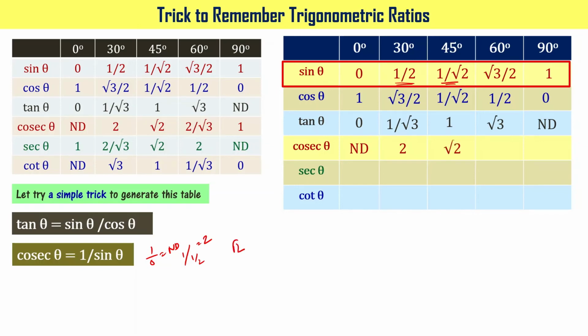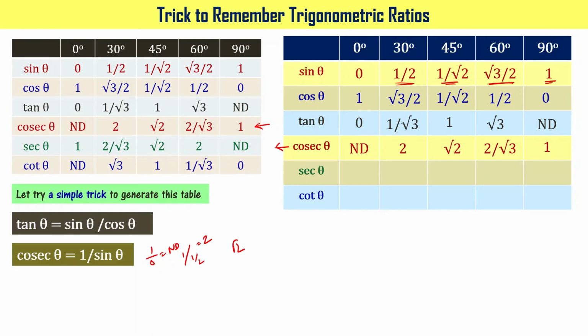Let's write that. When it comes to 60 degrees, it is going to be 2 by root 3. When it comes to 90 degrees, it is going to be 1 by 1, that is equal to 1. Cosec function, now compare the cosec function values. All same. Now let's look at sec theta.